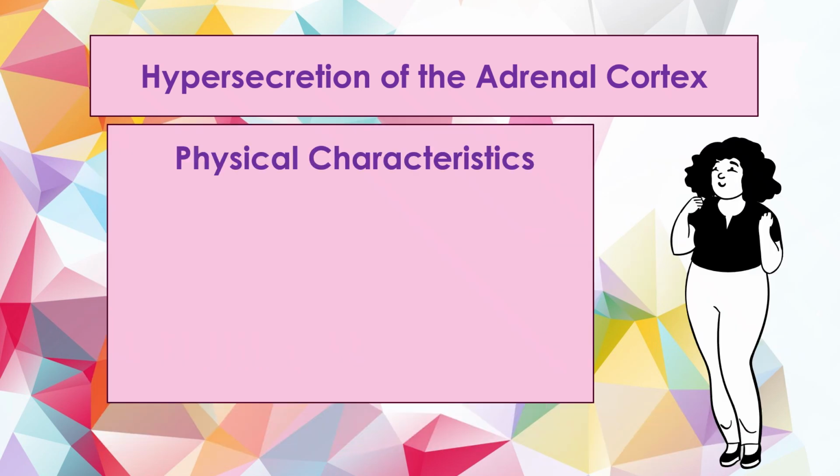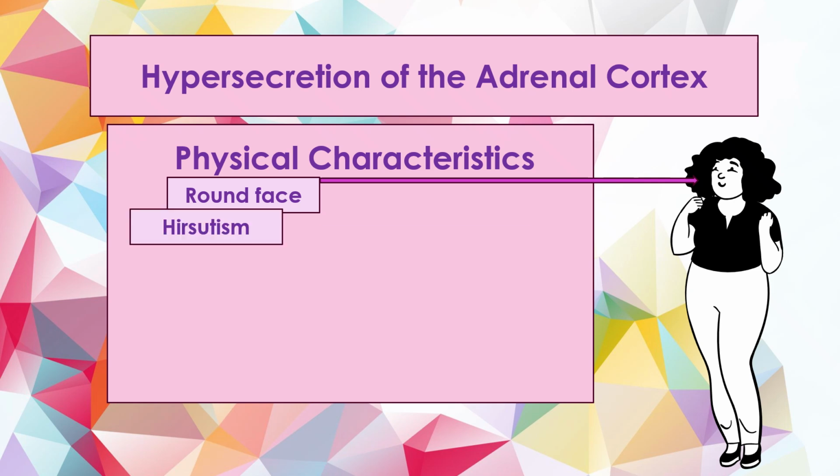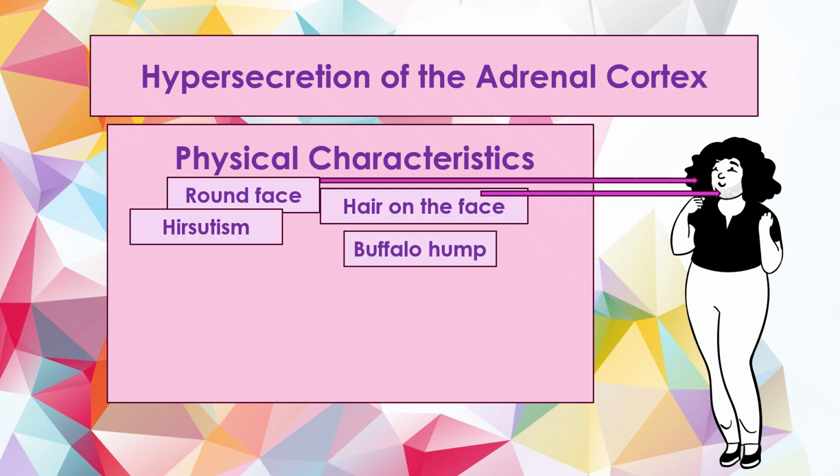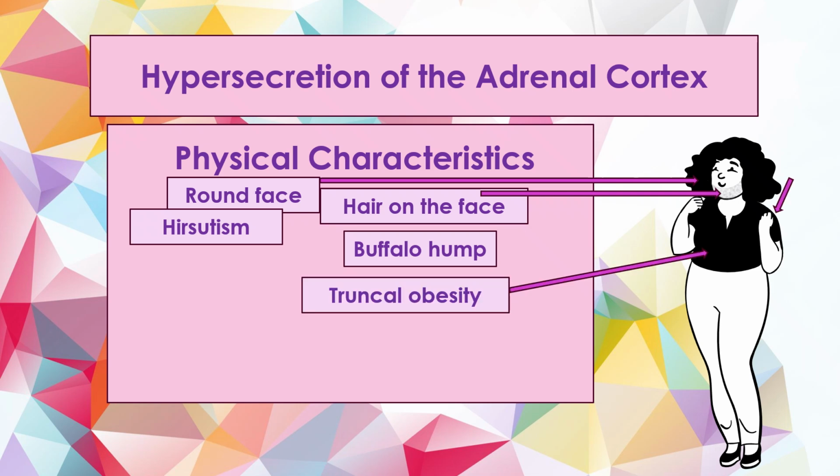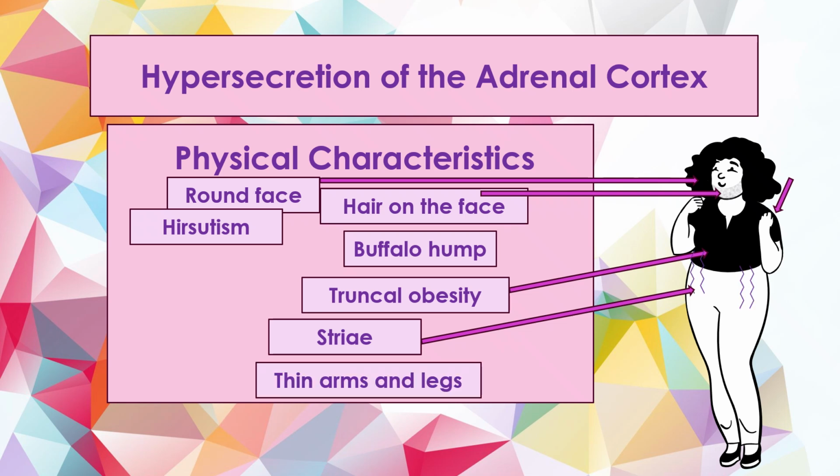Some physical characteristics might include a round or moon face, hirsutism, which would be hair on the face. You might see a buffalo hump, which is excess fat on the upper back, truncal obesity, striae, thinner arms and legs.